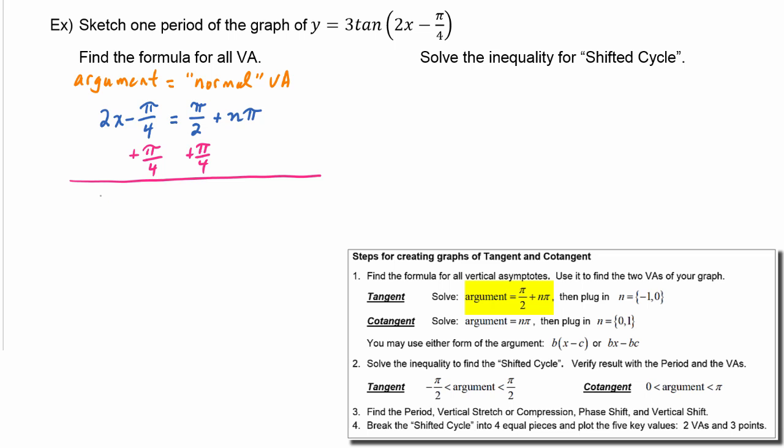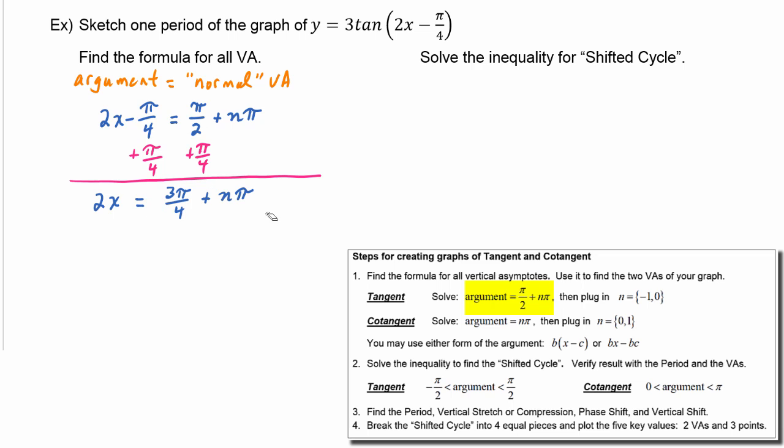The left-hand side becomes 2x. Now the right-hand side, we see that pi over 2 is going to be the same as 2 pi over 4, of course. So 2 pi over 4 plus 1 pi over 4 is 3 pi over 4. And we have that plus n pi.